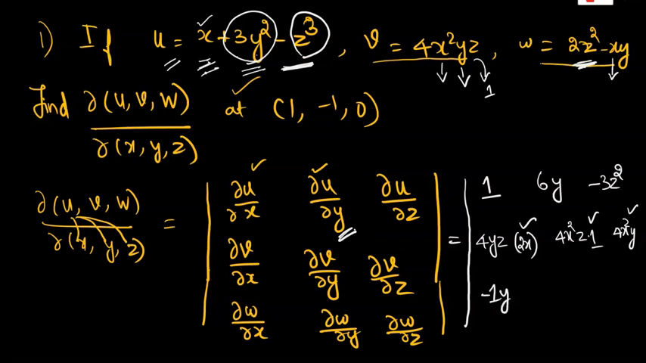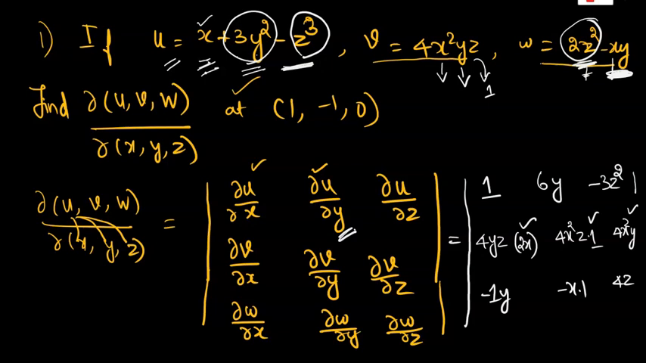This is your first term. Second, with respect to y, so again z is a constant, 0, and then x is minus x as it is, and y differentiation is 1. And the last one, with respect to z. With respect to z means this will become a constant. I will differentiate only the z term. So 2z square differentiation is 4z.